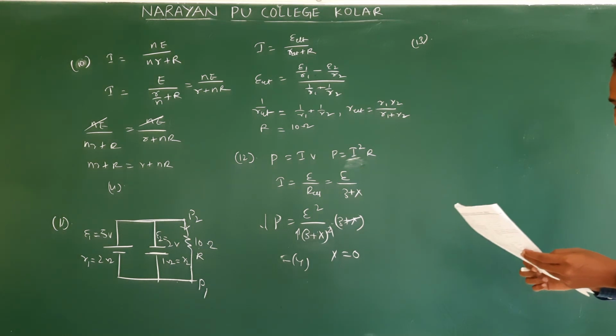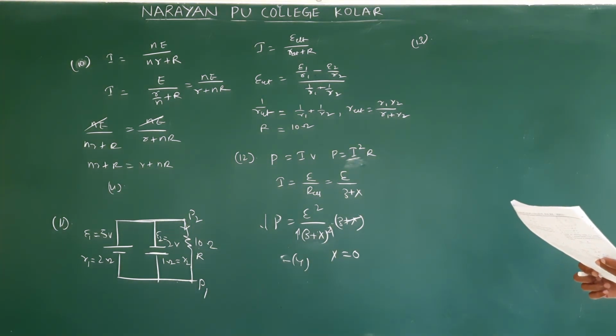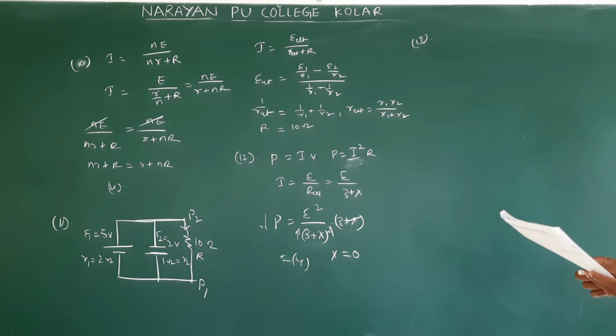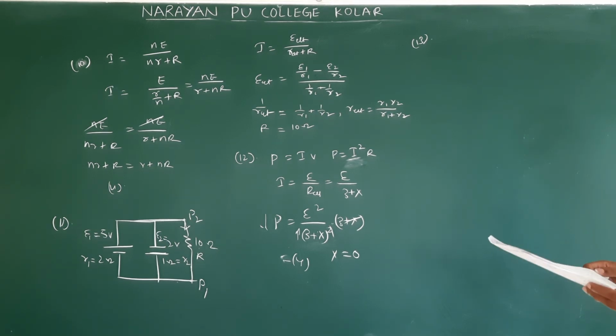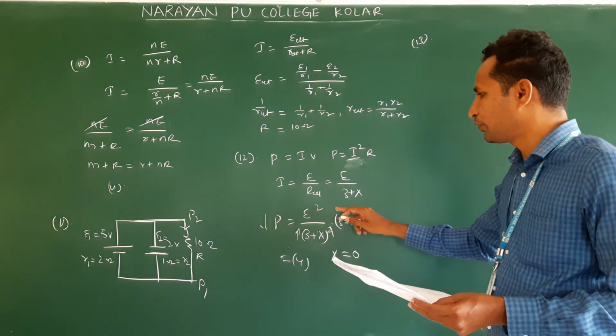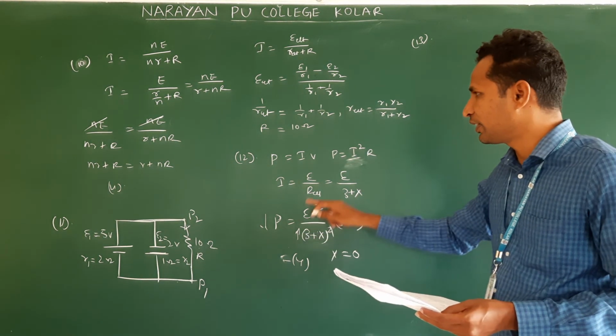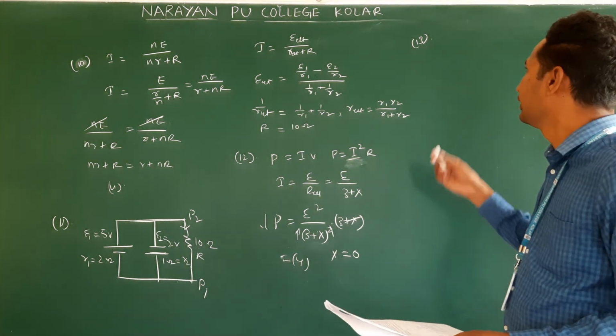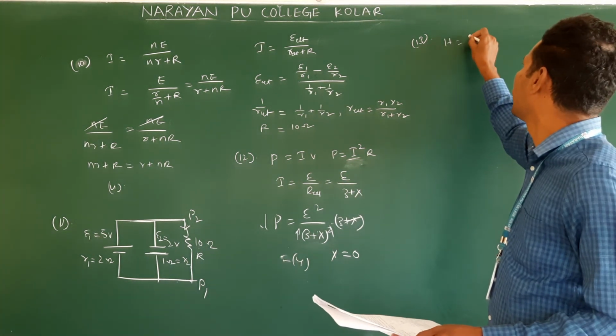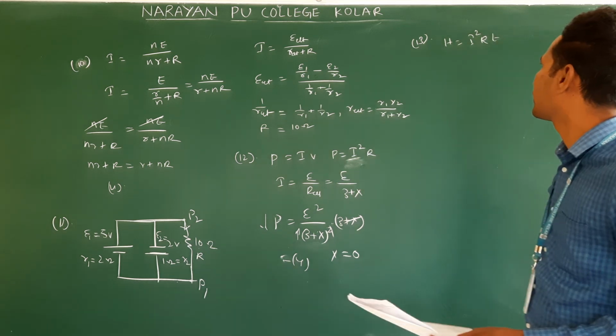An electric heater of resistance 6 ohm is run for 10 minutes on a 120 volt line. The energy liberated in this case. Okay, they are asking energy. So this we need to write in terms of power. If you write in terms of time, that is energy. What is that? Heat. H is equal to I square RT.